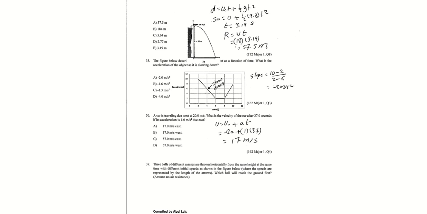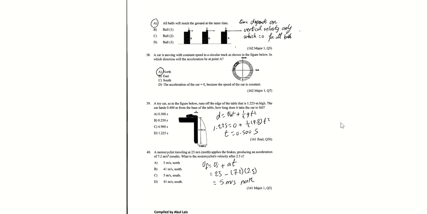Okay, so I guess we have seen something like that before. You have these three balls and all of them have been thrown horizontally. It means that they have a horizontal velocity. But from the size of the arrow, you can tell that this horizontal velocity is larger than this, is larger than that. But the question is, what will happen? Which ball will hit the ground first?